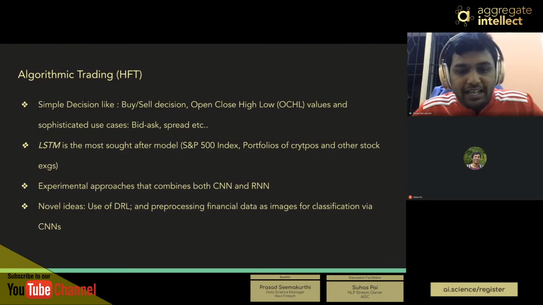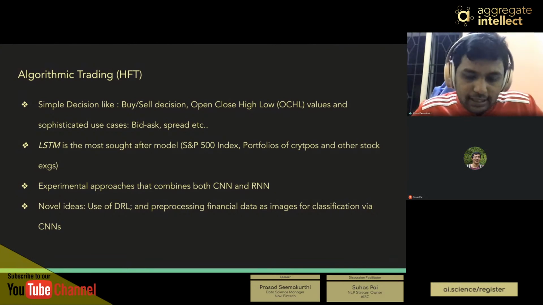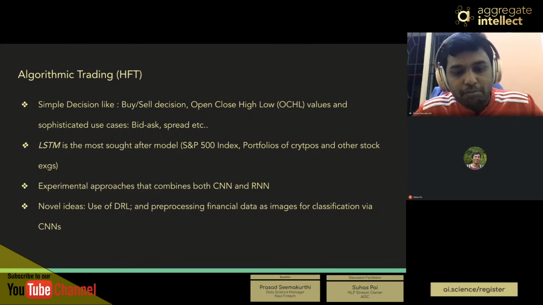A lot of people are experimenting by combining both CNNs and RNNs, which is an interesting area to watch out for. The novel ideas in this space are the use of deep reinforcement learning and pre-processing of the financial data. They converted the structured financial information into an image and fed it to the network. It's a very interesting approach.